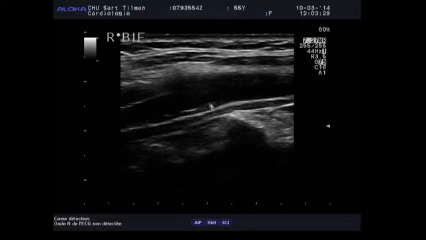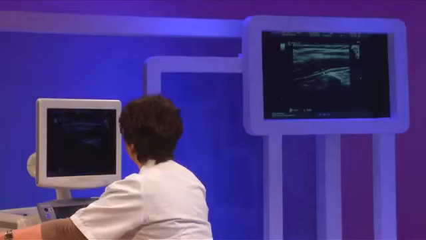And you can see here a structure which is a plaque. This plaque is hypoechogenic. You can see here, and a bit calcified. You can measure it, 1.5 millimeters.